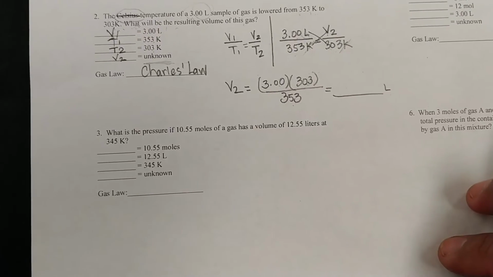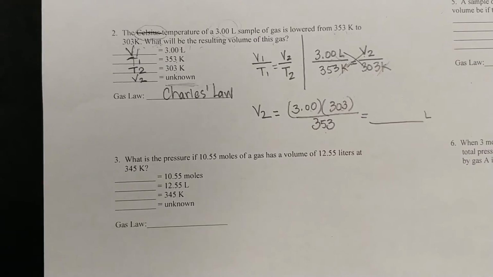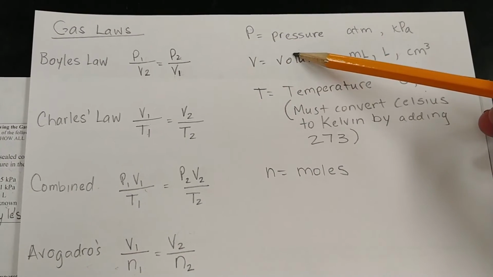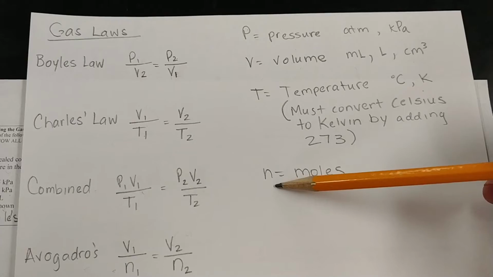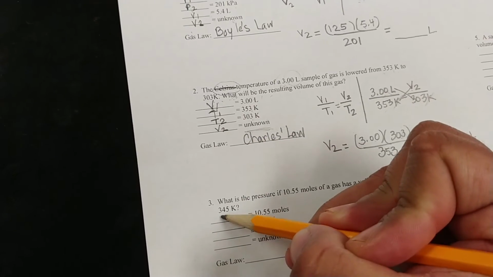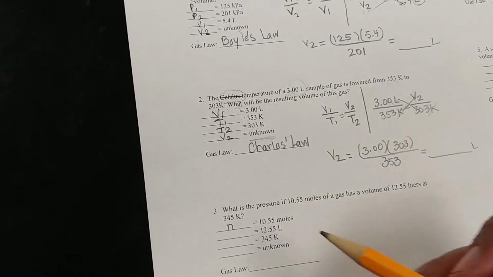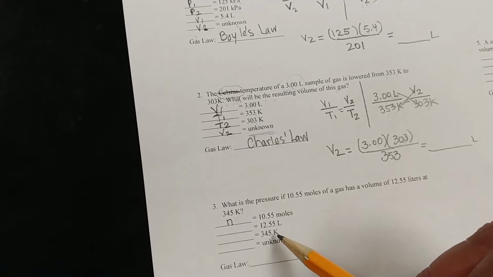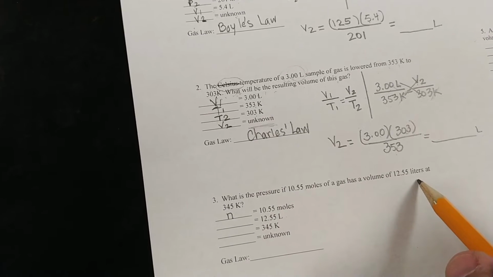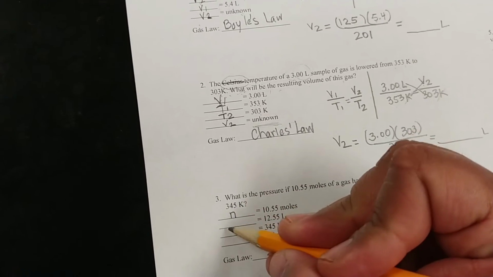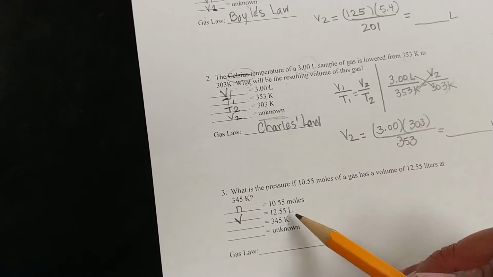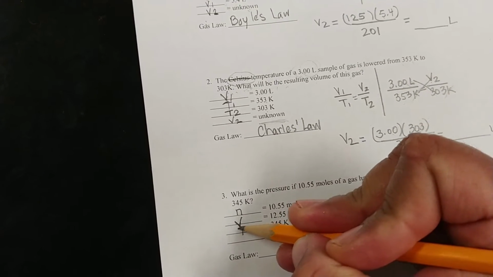Okay, for the third problem, if you notice, we're given moles now. And if you look at your foldable, I had you write down what every variable stands for. So P is for pressure, V is for volume, T is for temperature, N will be for moles. So in this case, 10.55 moles, our variable is N. Okay, there's no other moles. It could be our unknown, but we keep going. But that's our first N given to us. And then we notice that it has 12.55 liters. Okay, for liters, we already established that that's volume. And then we have 345 K, which is Kelvin and temperature. So we know that that's temperature.